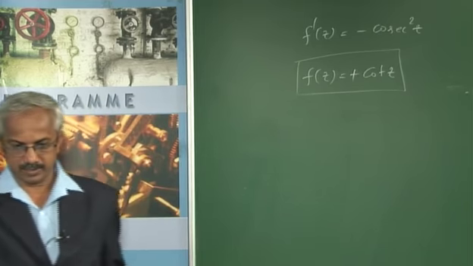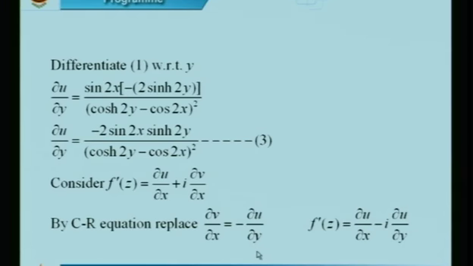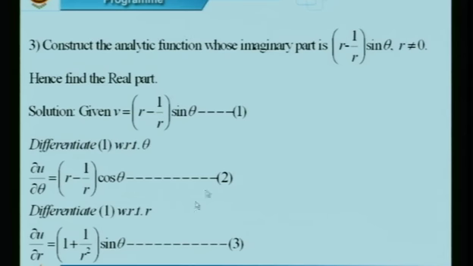Here everything is differentiated with respect to y, and the CR equation is replaced like this. One is that f dash z is equal to dou u by dou x minus i into dou u by dou y, and this is the term for which we finally got that answer.